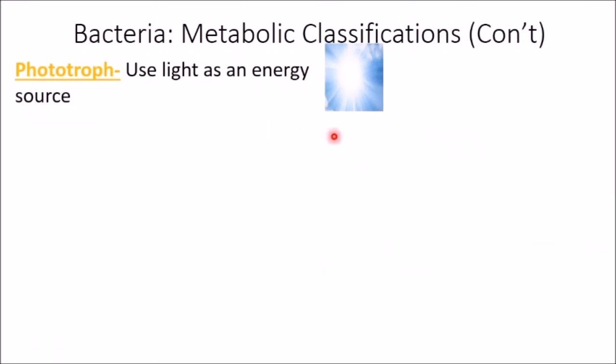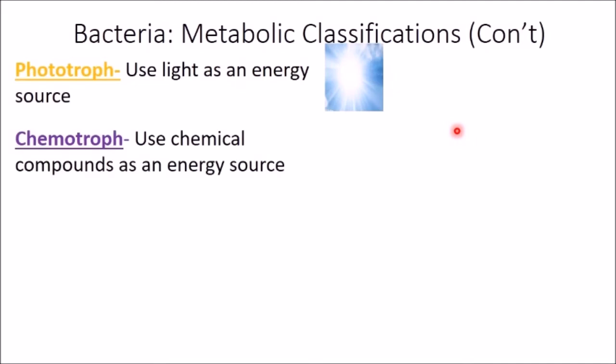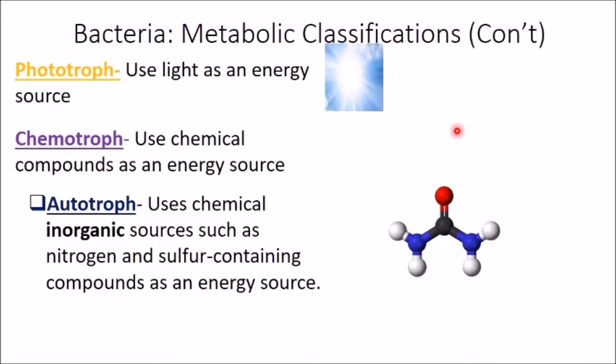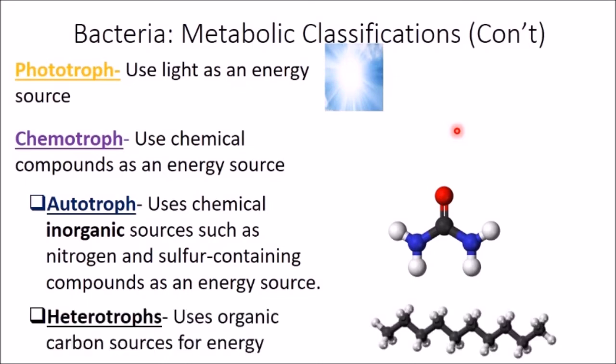Phototroph. It uses light as an energy source. Don't have much to say. Chemotroph uses chemical compounds as an energy source. You can subdivide that into autotrophs, which use inorganic chemical sources such as nitrogen and sulfur containing compounds as an energy source. Those are called diazotrophs if you're going to use nitrogen. And heterotrophs use organic carbon. So organic means carbon containing.